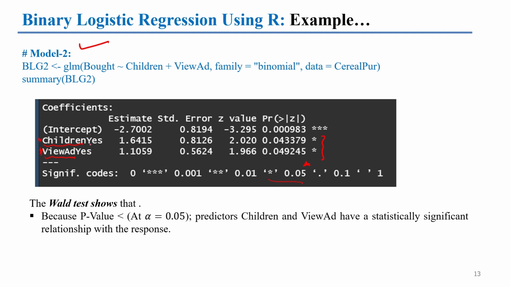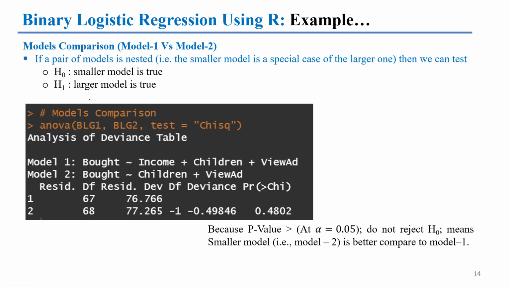Okay, now the main thing which we want to know is whether this second model is good enough compared to model 1 that we can use in order to predict whether any random person who has children and who has viewed the ad is going to buy the product or not. So for that we need to compare model 1 and model 2. Okay, so how can we do that?